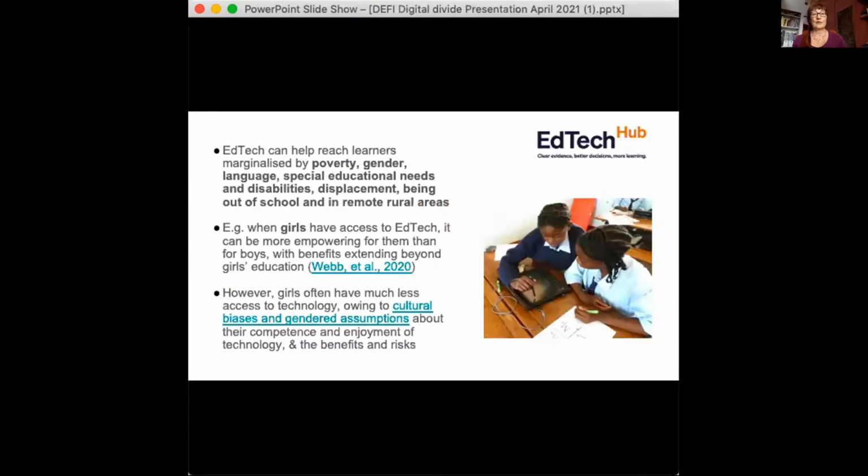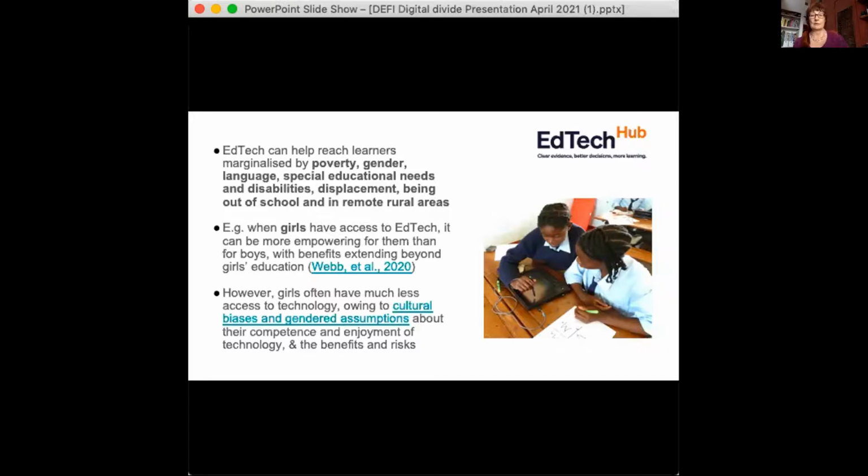So some of the marginalized learners that we focus on are those who are marginalized by poverty, and Björn's alluded to some of those statistics, by gender, by language, by disabilities and special needs, by being refugees or displaced learners, by being out of school. And again, he's talked about the huge numbers that covers, and those who are in remote rural areas that are quite hard to reach with EdTech.